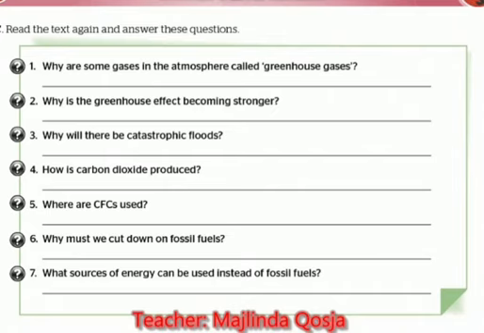Read the text again and answer these questions. Why are some gases in the atmosphere called greenhouse gases? Why is the greenhouse effect becoming stronger? Why will there be catastrophic floods? How is carbon dioxide produced? Where are CFCs used? Why must we cut down on fossil fuels? What sources of energy can be used instead of fossil fuels? You are going to complete this from your house.